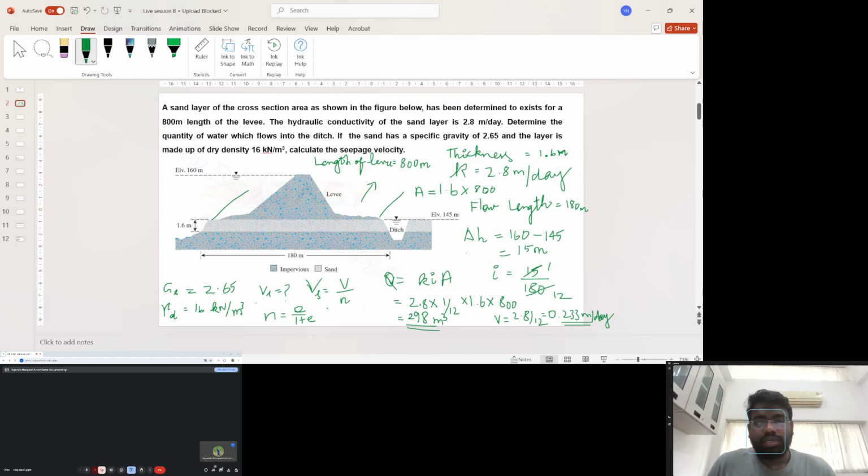Now we have to calculate the porosity, for which we know the formula. These details are given, so I will erase it just for the sake of space. Now coming to dry density, which is defined as gamma w Gs by 1 plus e.